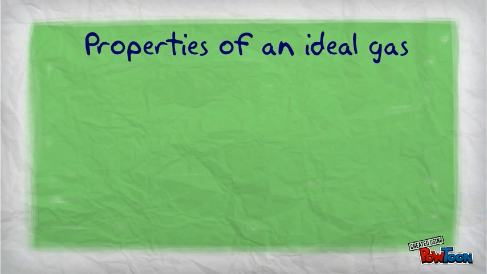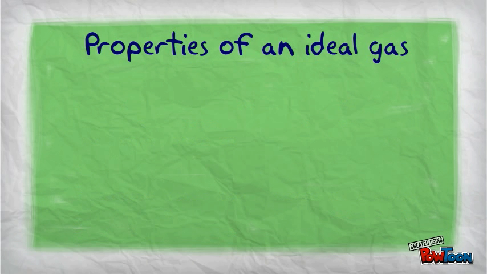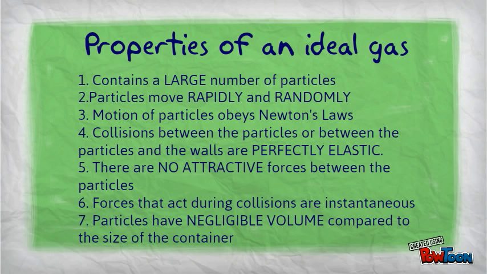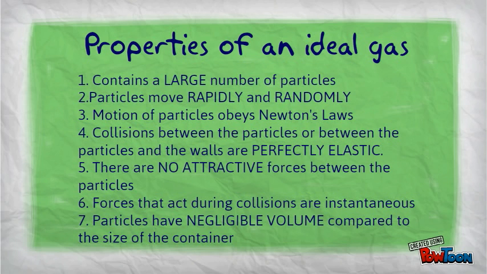Let's move on now to the properties of an ideal gas. Well, this pressure is true if it is an ideal gas, and these are the conditions necessary for an ideal gas. Condition 1. The gas must contain a large number of particles. 2. The particles must move rapidly and randomly. 3. The motion of the particles must obey Newton's laws. 4. The collisions between the particles or between the particles and the wall must be perfectly elastic.